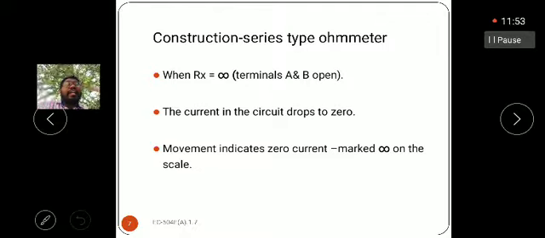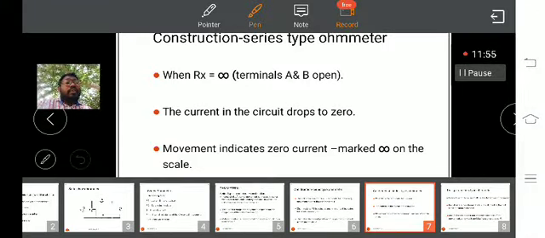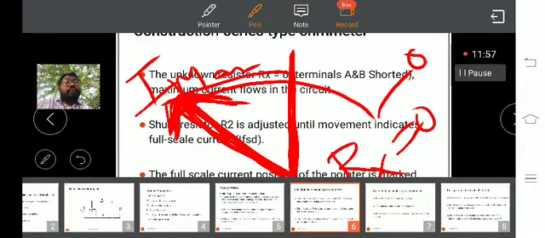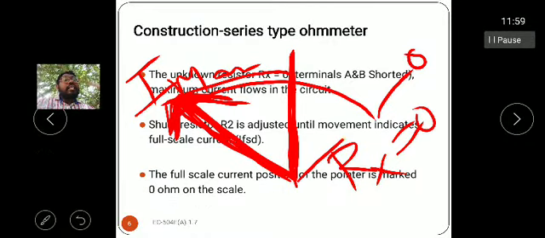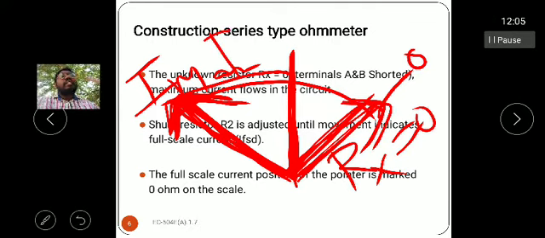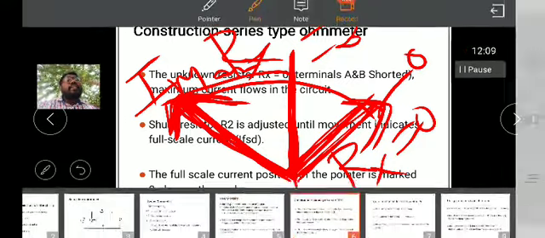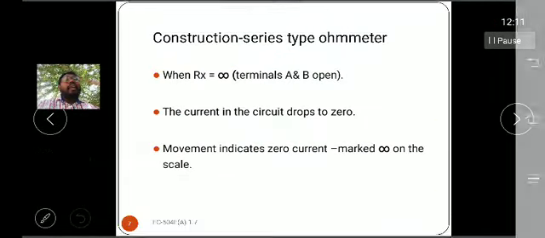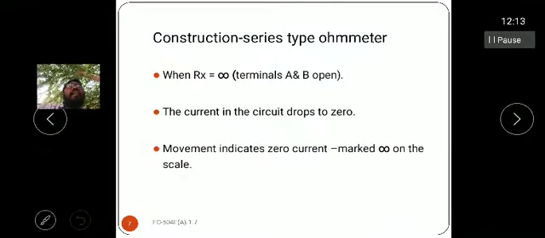The movement indicates 0 current when we connect the resistance Rx equal to infinity. If Rx is equal to infinity, the resistance value is infinity and the movement indicates 0 current. Then the scale shows infinity resistance.